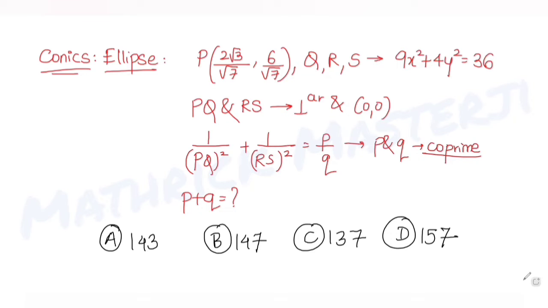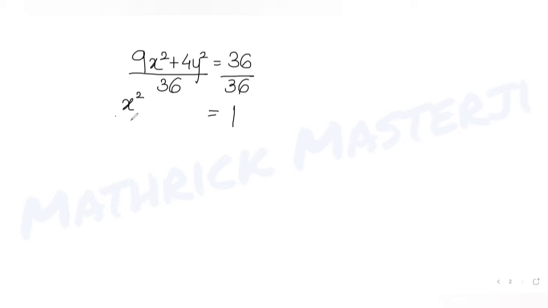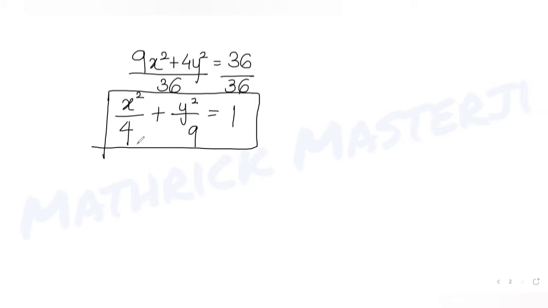If I write the equation of ellipse that is given to me here, 9x square plus 4y square equals 36, I'll divide throughout by 36. Once I divide throughout by 36, 36 by 36 is 1. 9x square over 36 is x square over 4. 4y square over 36 is y square over 9. So I get x square over 4 plus y square over 9 equals 1.